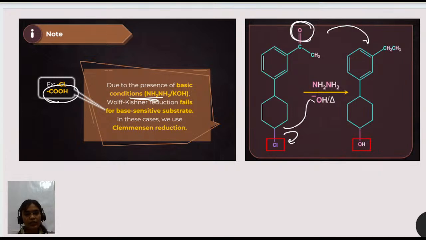So be noted that terms and conditions apply. We can't use the Wolff-Kishner reduction for acid or base-sensitive groups, and for the previous one, the Clemmensen, for acid-sensitive groups. This is a really important part. Okay, that's all for this case. I hope this point is clear for everyone.